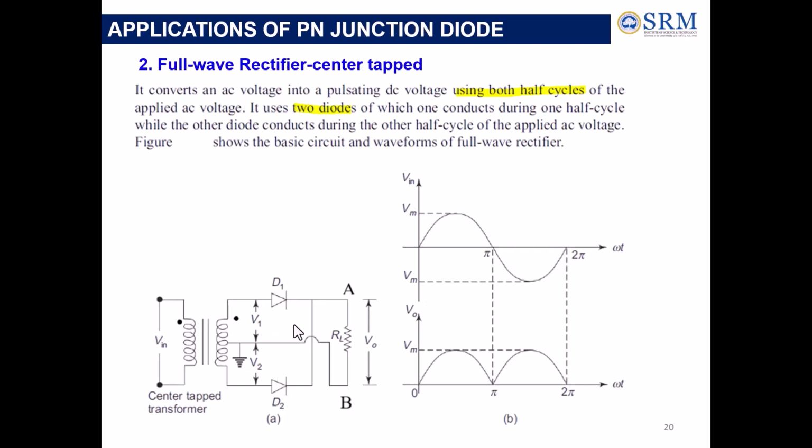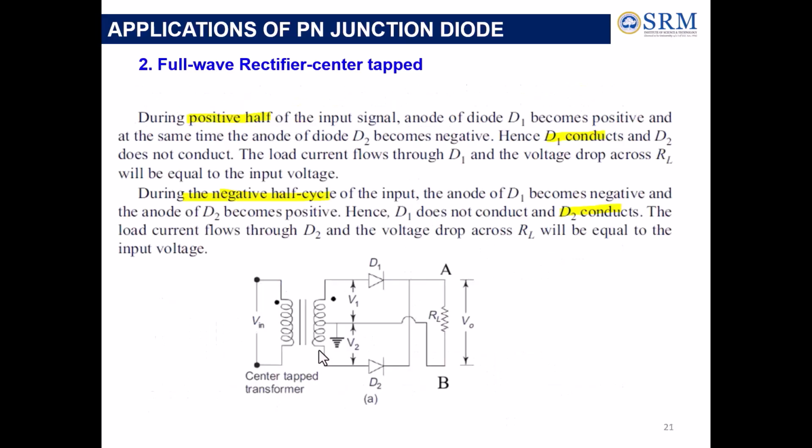It uses two diodes, one of which conducts during one half of the cycle while the other conducts during the other half cycle. You can see a center tap transformer is used here. During the positive half cycle, the anode of diode D1 becomes positive, but D2 becomes negative, so only diode D1 conducts.